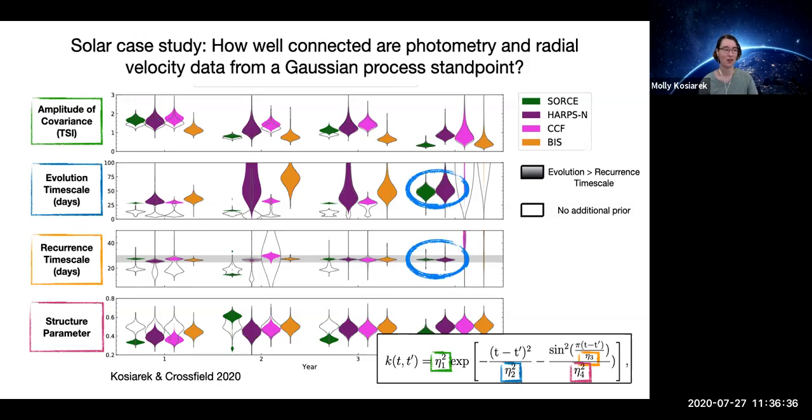And that's also the only year where the SORCE evolution timescale is longer than the recurrence timescale.